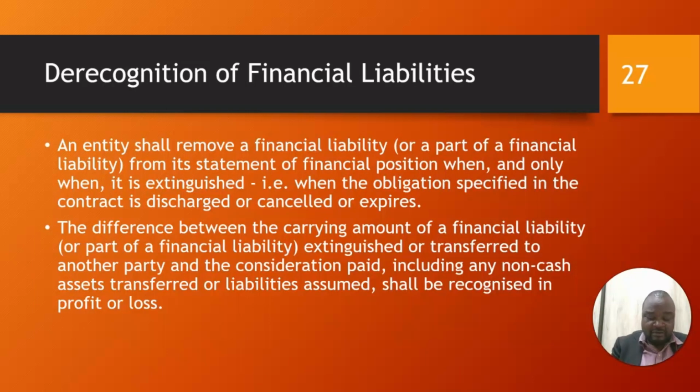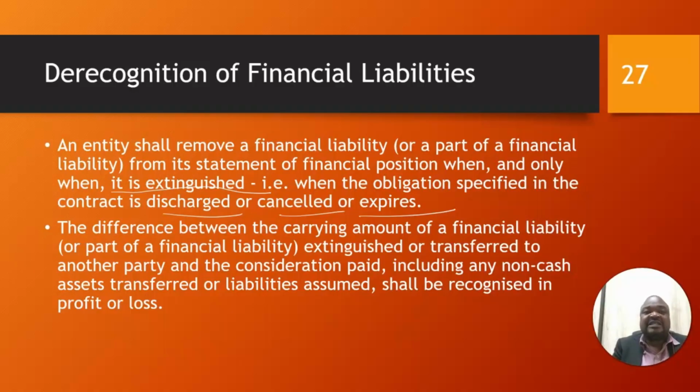When do you de-recognize financial liabilities? An entity shall remove a financial liability or a part of a financial liability from its statement of financial position when and only when it is extinguished or cleared, when the obligation specified in the contract is discharged or cancelled or expires. We don't just wake up and see those financial liabilities disappearing. No, there should be some valid explanation as to what would have happened.